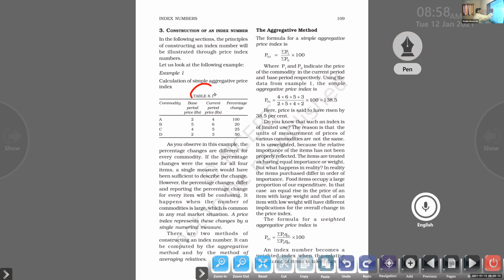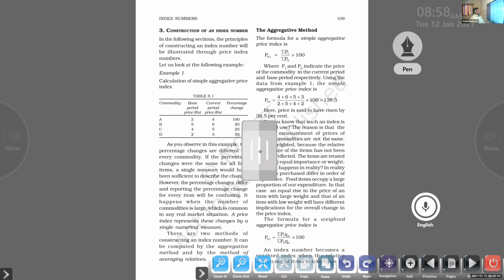The base period is compared with the current period, and you want to calculate the percentage change. Clear? So commodity A's price is doubled. Commodity B's price increased by 20%, commodity C's by 25%, and commodity D's by 50%. These numbers indicate the change in price of each commodity. We don't need any other data to understand this. A percentage change of 100% means the price is doubled.